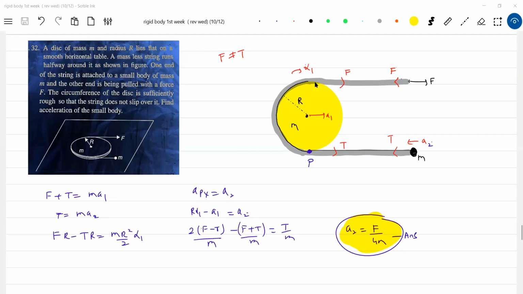Okay, I made corrections here. No, this is the correction I made here.